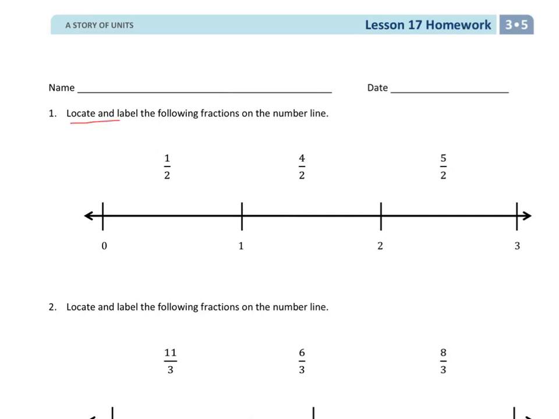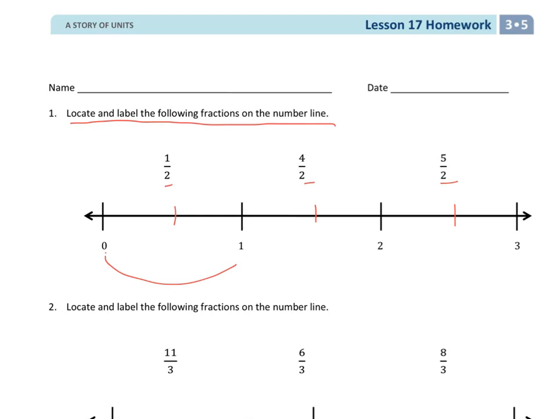Directions for number 1 say, locate and label the following fractions on the number line. So I see that all of these fractions are in halves, meaning that's my unit. So between the whole numbers, so 0 and 1, I'm going to break it in half. 1 and 2, I'll break it in half. And 2 and 3, I'll break it in half. Now I'm going to label these.